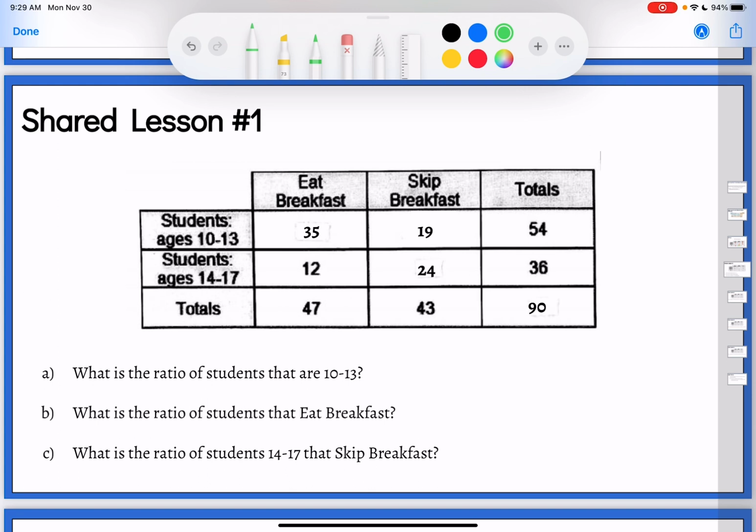So after you complete the table, then you have to start analyzing it, right? How can we use this information? One way to use the information is to ask for ratios. Letter A here says, what is the ratio of students that are 10 to 13? So I just want to know, in this whole study, what's the ratio of students that are 10 to 13 to the total number of students? In this one, all I'm looking for is that marginal frequency of 10 to 13. There are 54 total students who are 10 to 13, and there are 90 total students, right? So my ratio would be 54 over 90.